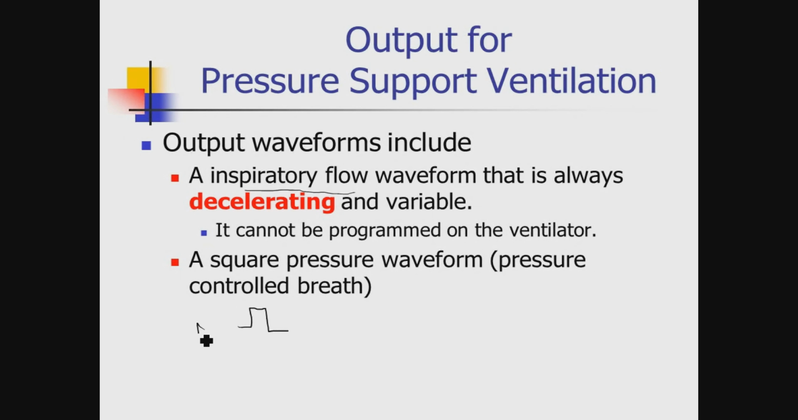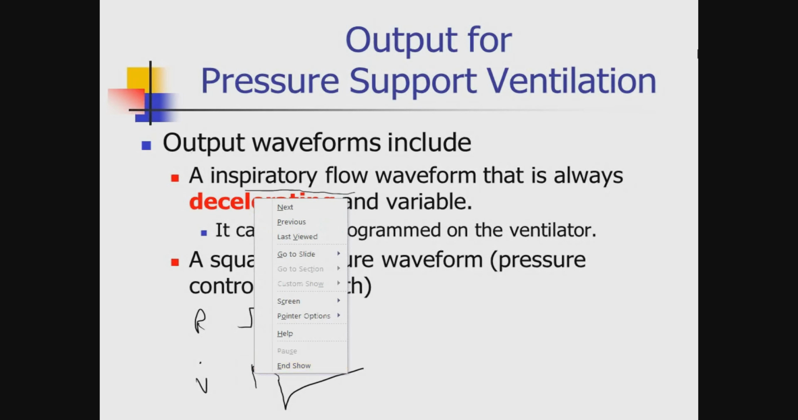Here's my pressure tracing. Here's my flow tracing. So when the ventilator turns on, it pressurizes the circuit. There's lots of gas flow available, and it starts to decrease. When it gets to a preset point, it shuts off. When it first turns on, there's this massive amount of flow coming out. As the lungs fill up, it starts slowing down.